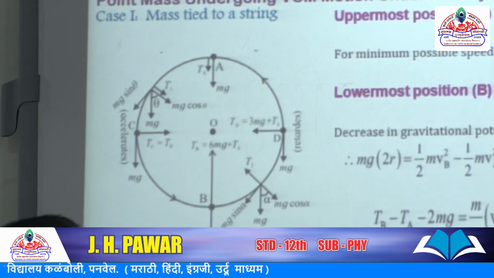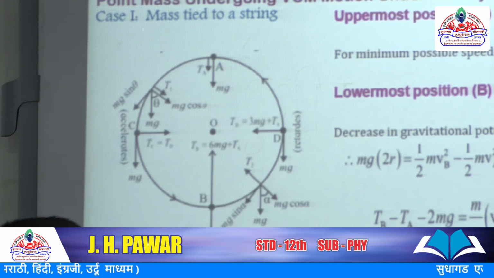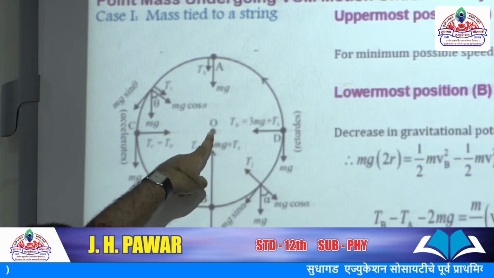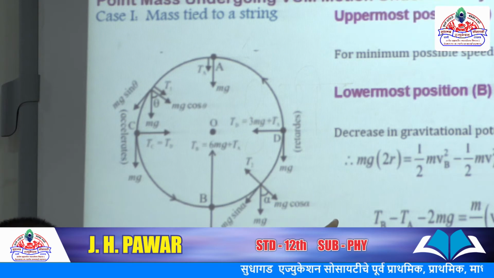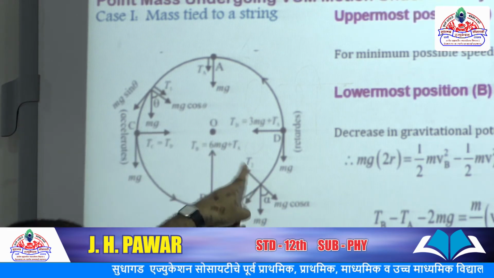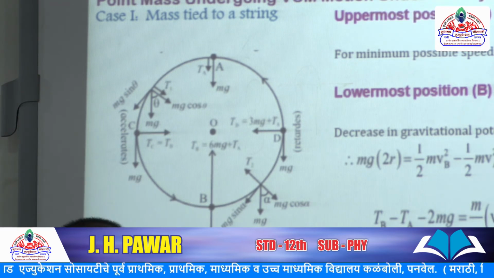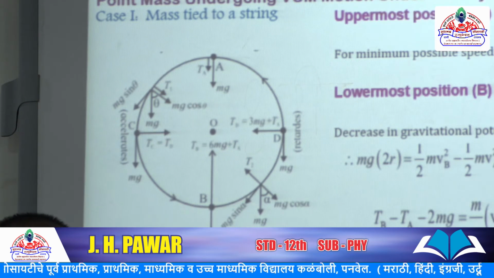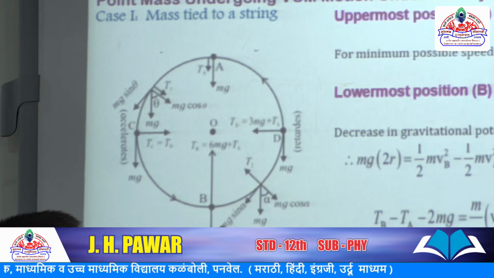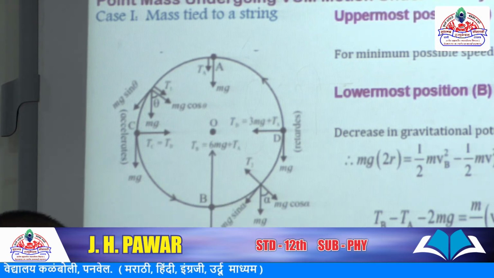Then look, the net centripetal force required for circular motion can be taken as tension minus mg cos alpha, which is equal to mv square upon r. It is the resultant force, the centripetal force for circular motion. Then, what is the role of the tangential component of the weight, mg sin alpha? Look here.